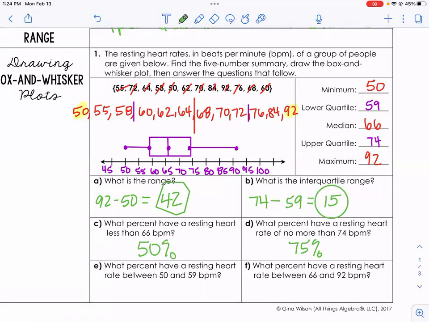Okay. What percent have a resting rate between 50 and 59? Well, 50 is the minimum, 59 is the lower quartile. How much of a percent is that? That's a quarter of the data, hence the quartile, right, Avery? Yeah. Okay. What about between 66 and 92? 66 is the median, the middle. Maximum is 92. So we have 50% of our data between the median and the maximum.